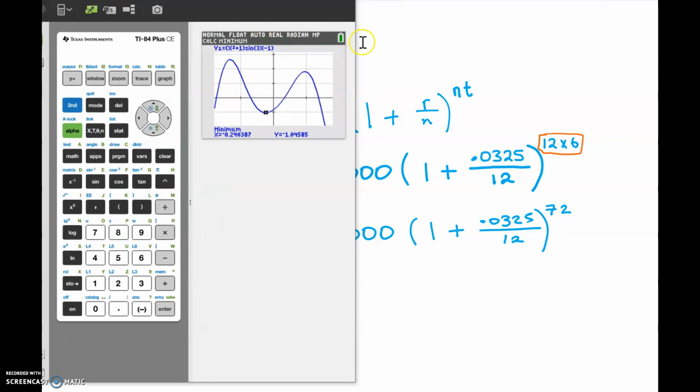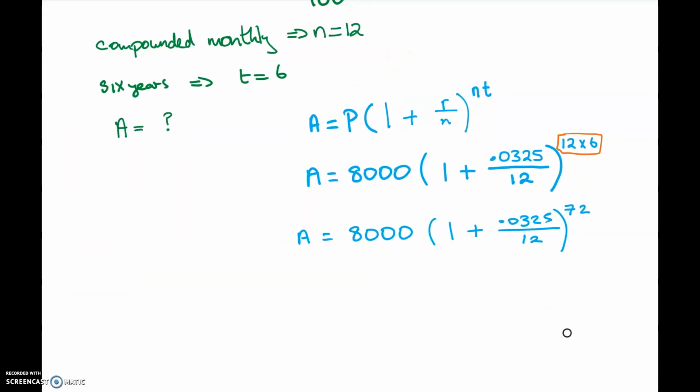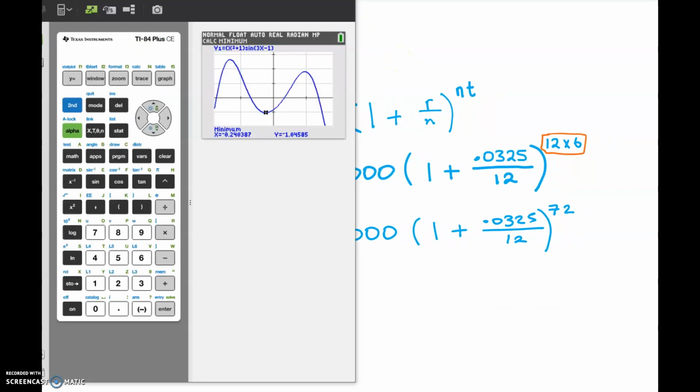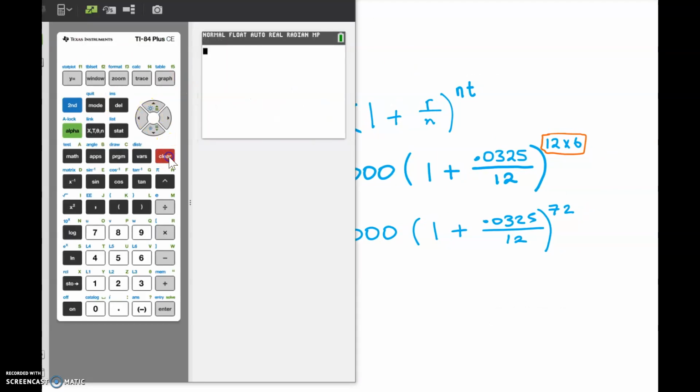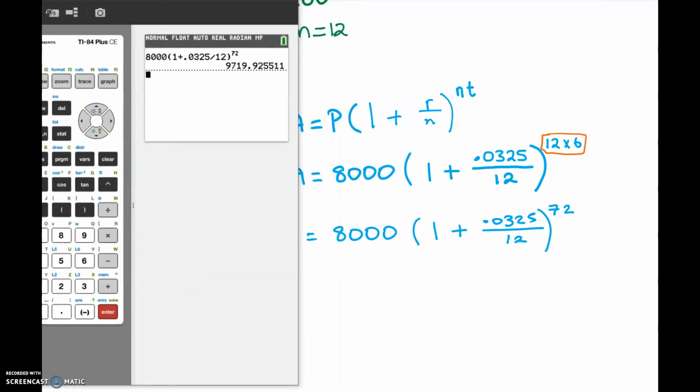We know that it's an 8,000. Okay, sorry about that. So I'm going to clear what's on the screen here, and I'm going to start with 8,000. You can't see it's 8,000 behind the calculator, but we know it is. So just type it in exactly as it is: 8,000, parentheses, 1 plus 0.0325 divided by 12. Close your parentheses, and we're going to raise that to the power of 72. And if we hit enter, we get 9719.9255.